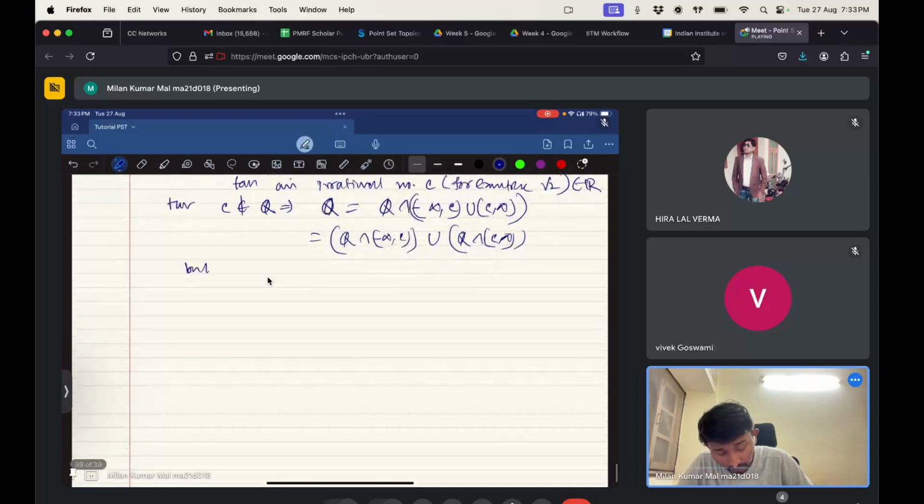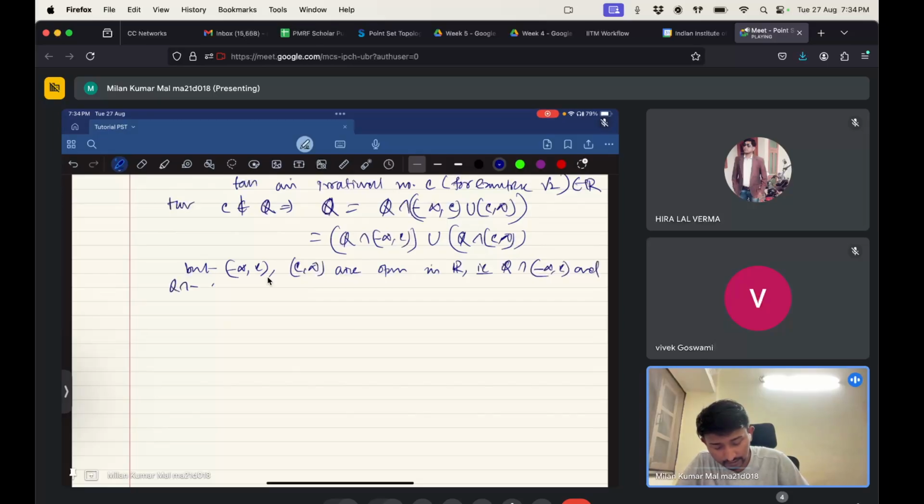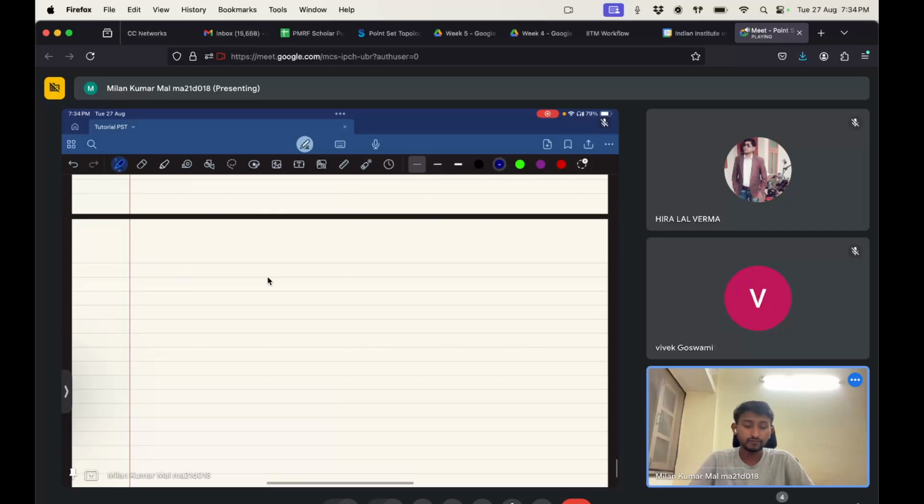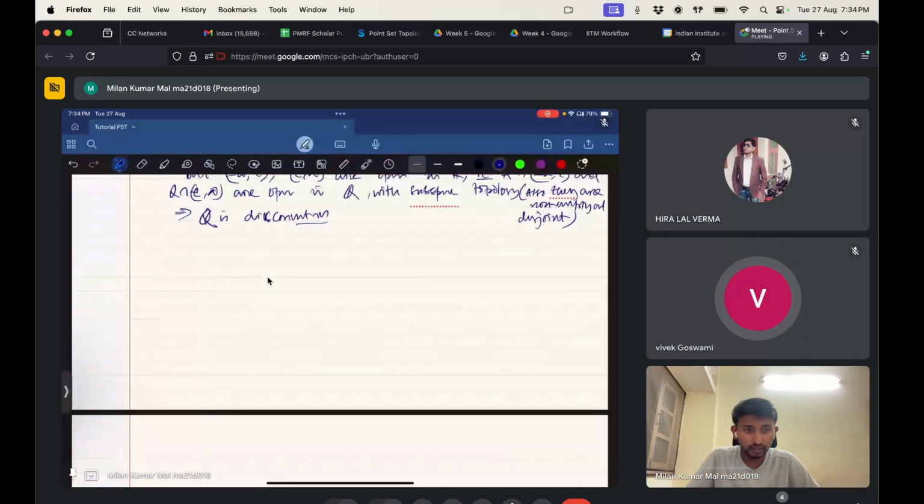But (minus infinity, c) and (c, infinity) are open in the real numbers. That means Q intersection (minus infinity, c) and Q intersection (c, infinity) are open in Q with the subspace topology. Obviously they are also non-empty and disjoint. That means Q is disconnected. This fact is clear. Is this fact clear, why Q is disconnected? Yes, sir.